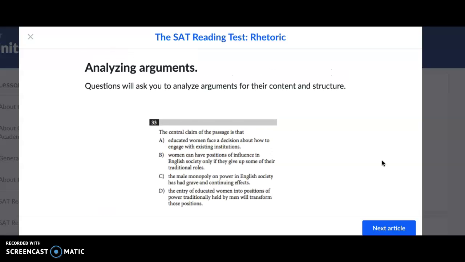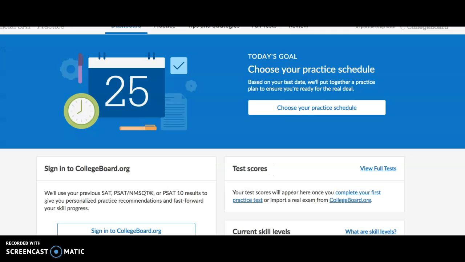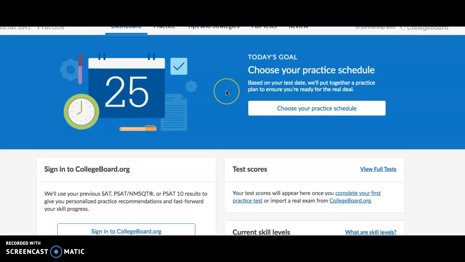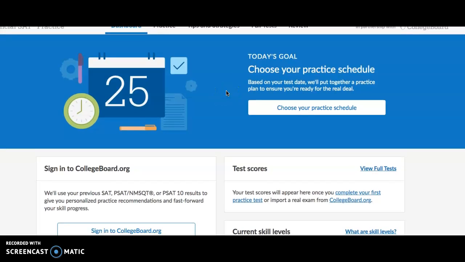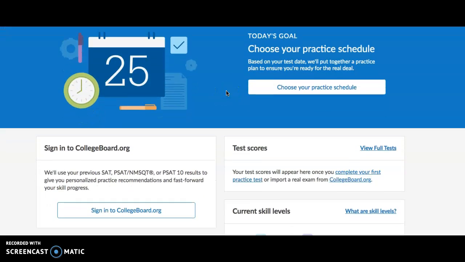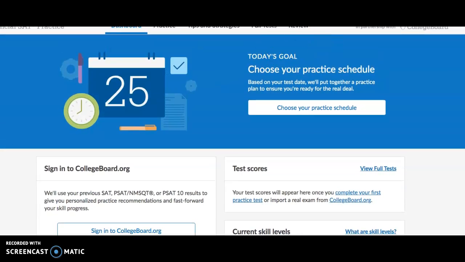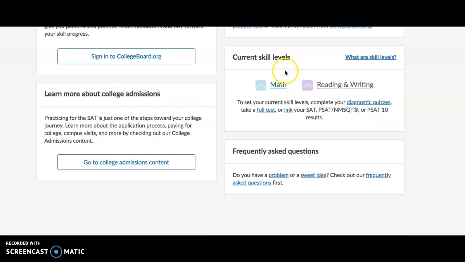So what you're going to do now for a little while is something that you haven't done yet. On your Khan Academy, does this dashboard look familiar? Usually we go to full tests right here. What I want you to do now is it says current skill levels. These are called diagnostics. They are shorter, quicker versions of tests to help you gauge your skills and see if you're growing in your skill or if you're not.